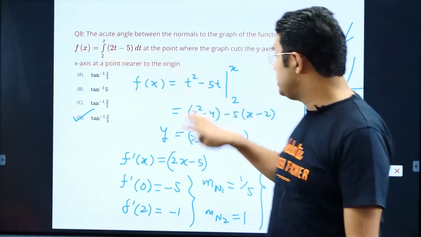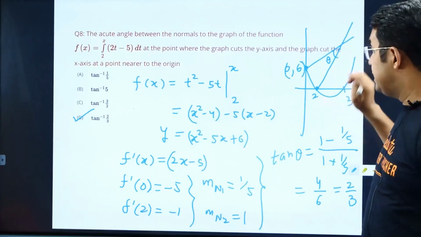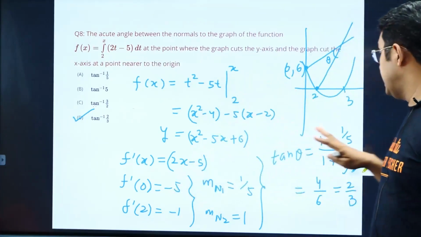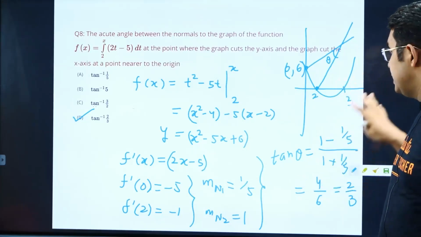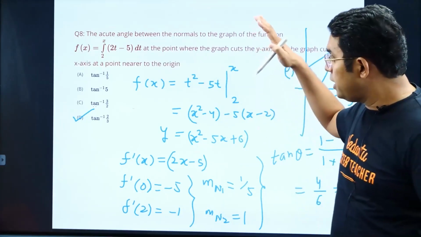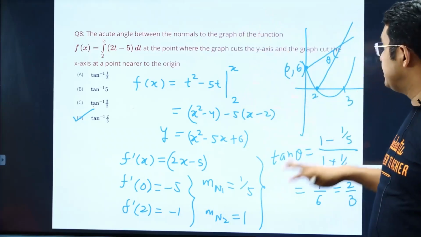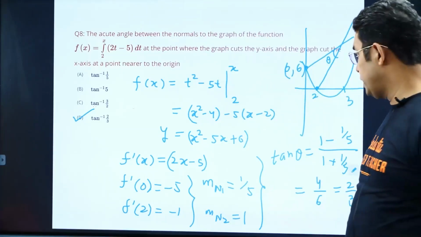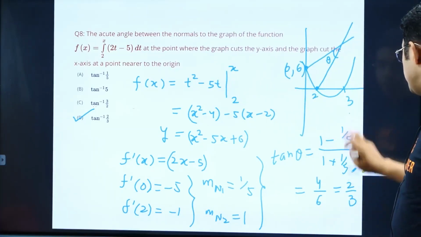Again, the question is not much difficult. You have to find the function, you have to see which points, then dy upon dx, then slopes, and using slopes, tan theta. There are a series of things, but if you are okay with all these concepts, the question is not difficult. Now moving to the next question.